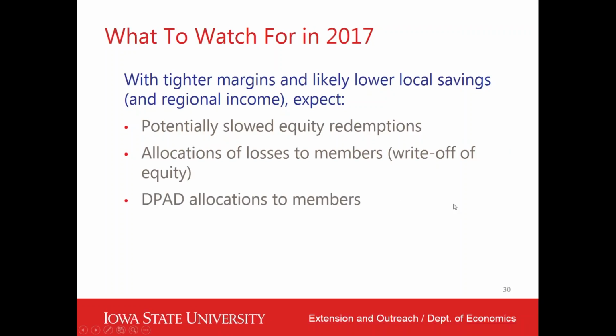The very last point I had, and this is going to generate more tax questions, is the DPAD allocations to members. In the event that a co-op's income is dropping and they can't use all of the domestic production activities deduction, that's eligible to be passed on to the membership.